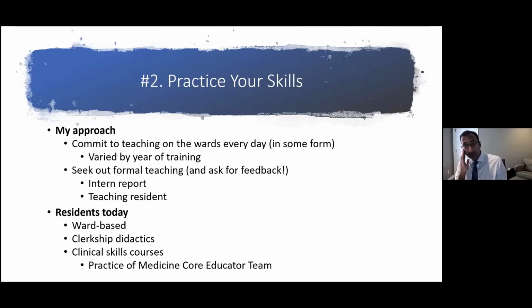This is something that Mary really spearheaded when we worked together, called the Practice of Medicine Core Educator Team. And so the expectation here is that you teach at least 3 times a year. And then it's great because you end up getting to know the students a bit better, and you also work within this team and you get direct observation from the faculty. So another way to get more experience as a resident.